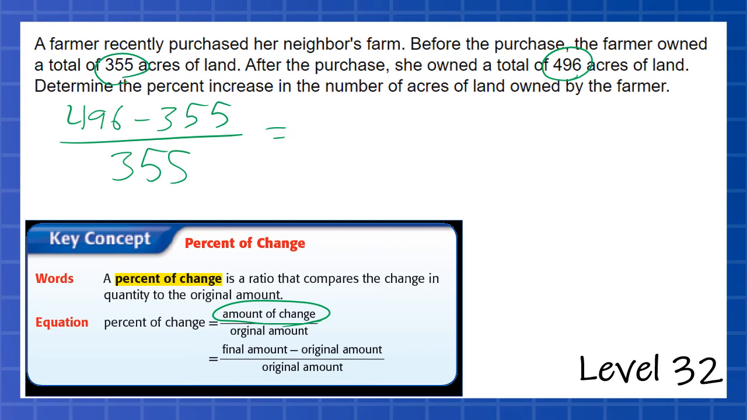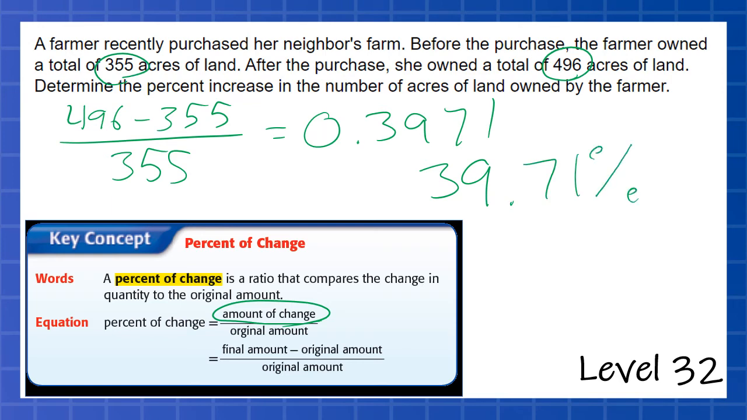Now, since it asks for percent, we're going to have to do something to turn that decimal into a percent. So we have 0.3971. If I wanted to turn that into a percent, I'd need to move the decimal 2 places, or simply multiply by 100. So 39.71%.